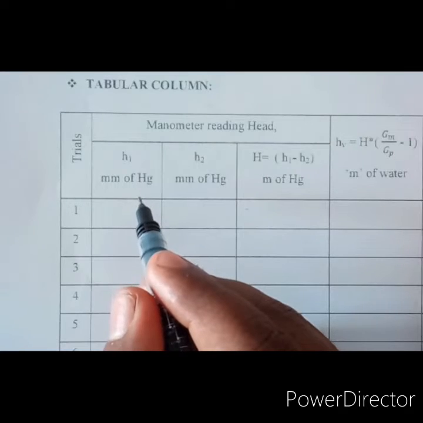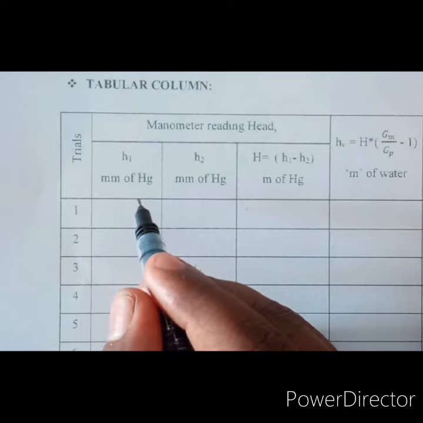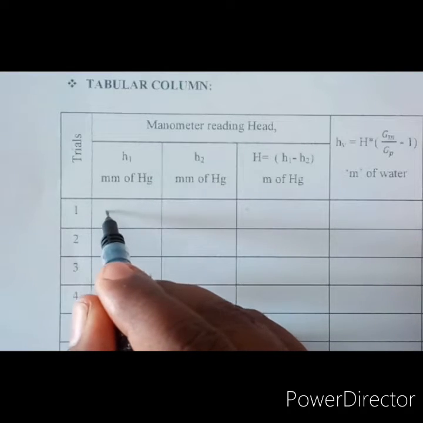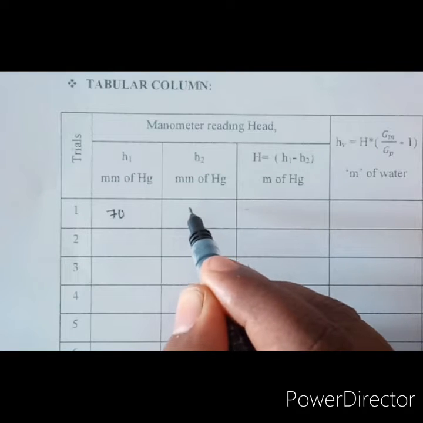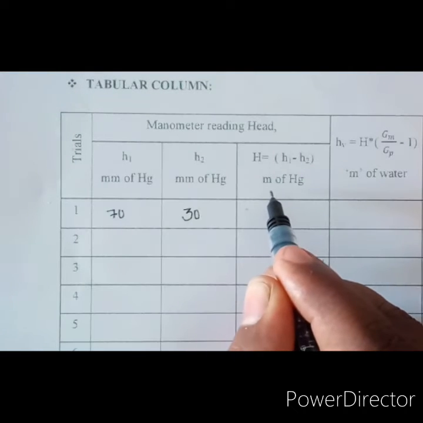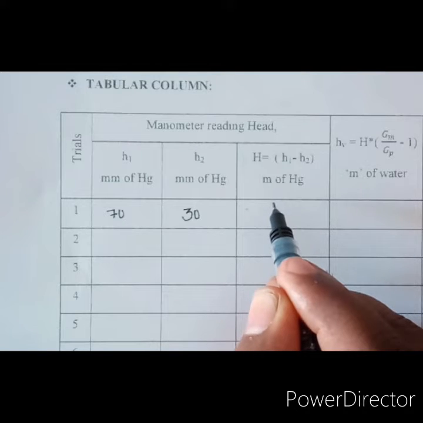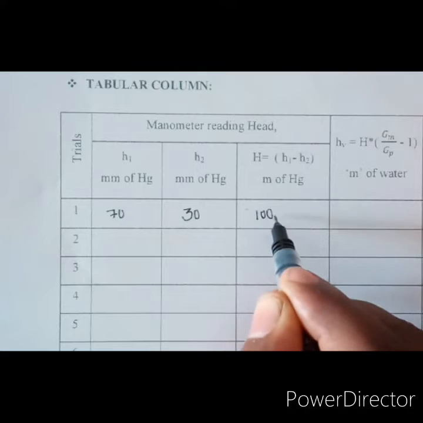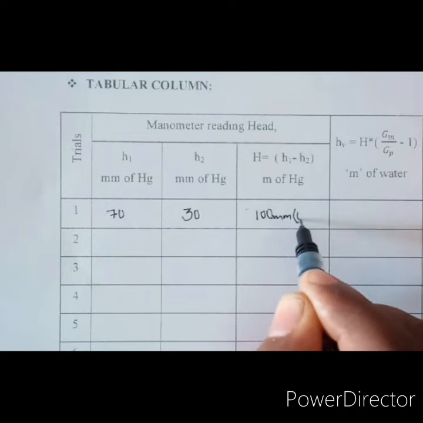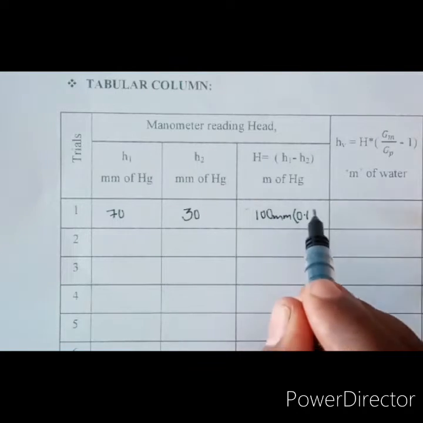When the water is passed to the Venturimeter and a steady flow is attained, note down the manometer reading in the left limb and the right limb. In the left limb, the manometer reading is 70 mm of mercury, and in the right limb, the manometer reading is 30 mm of mercury. Therefore, H2, that is in the left limb, will be negative, hence the total head in the U-tube manometer becomes 100 mm of mercury, that means 0.1 meter of mercury.